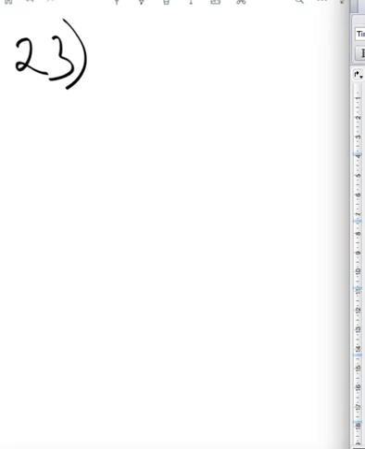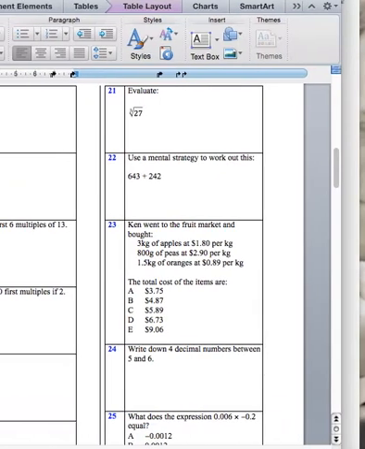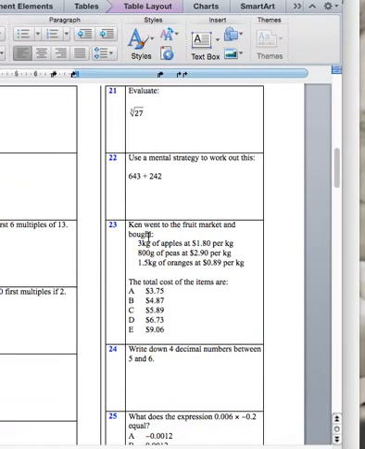Now, number 3 is an application, and there are a few skills involved in this question. Let's read the question. Ken went to the fruit market and bought 3 kilos of apples at $1.80 per kilo, 800 grams of peas at $2.90 per kilo, and 1.5 kilos of oranges at 89 cents per kilo. So the trick is everything is being measured in kilos, okay? And we notice that here we have 800 grams.